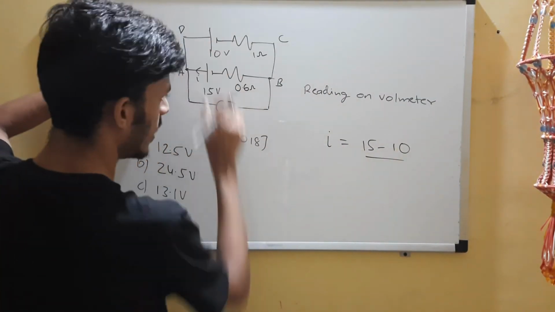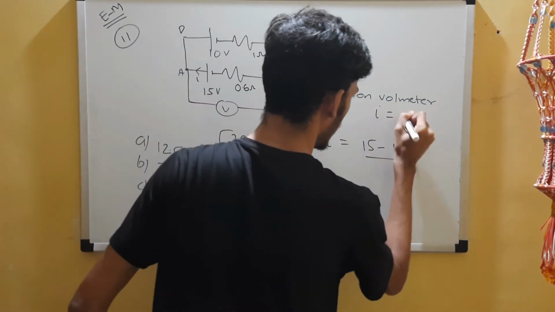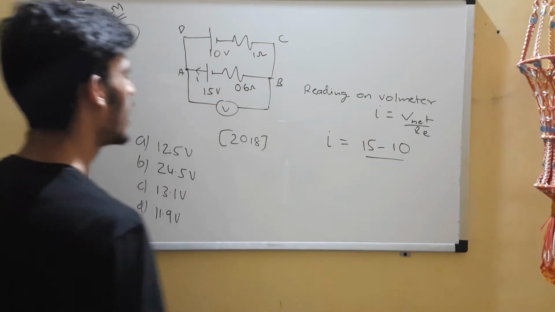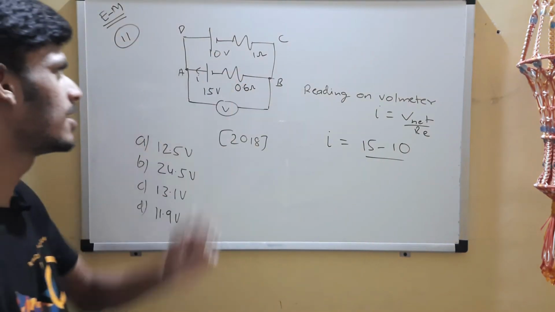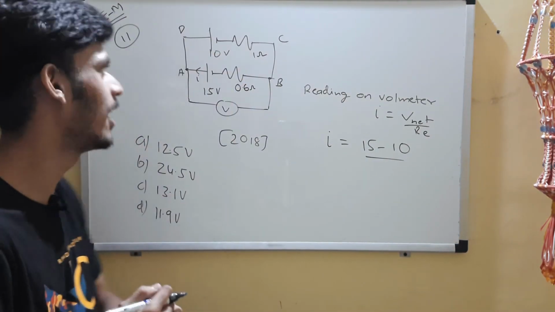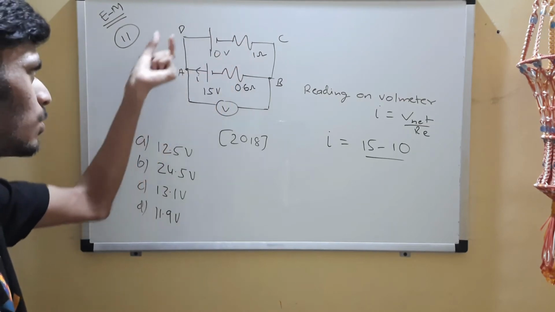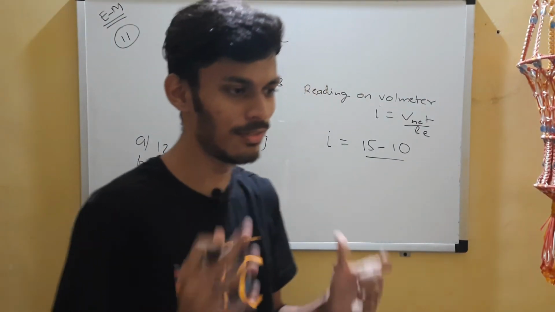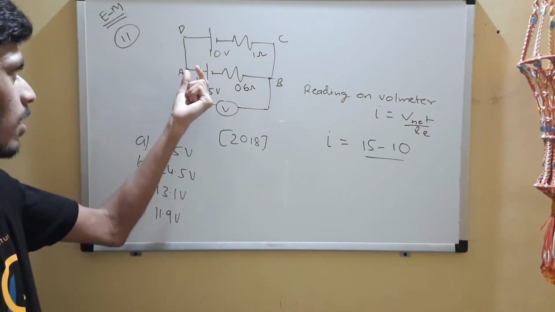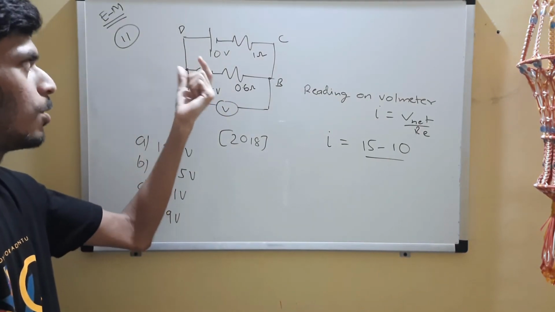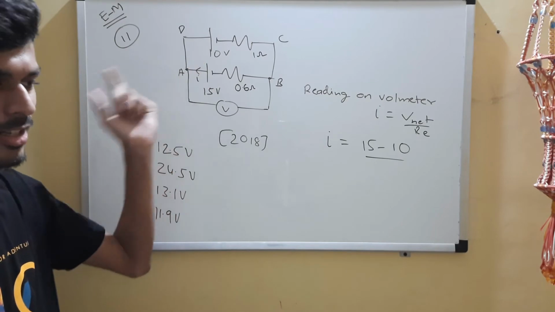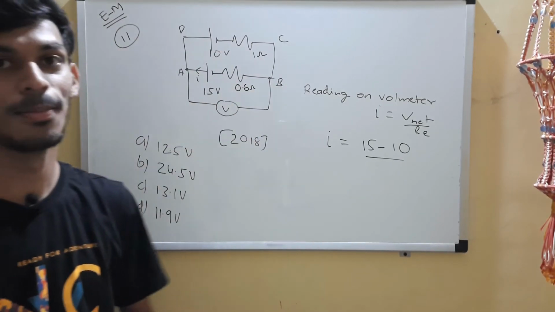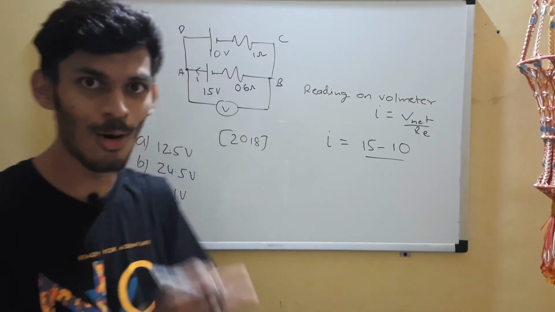15 minus 10. V net, first of all, we can write it as V net by R equivalent. And these two resistances are in series, right? Of course, because the same current is passing through both. Don't let your eyes blind you. Don't believe your eyes first of all, because you only look out for current. Don't see the orientation of the resistances. Look out for current. If current is the same in both resistances, it means that they are in series combination.